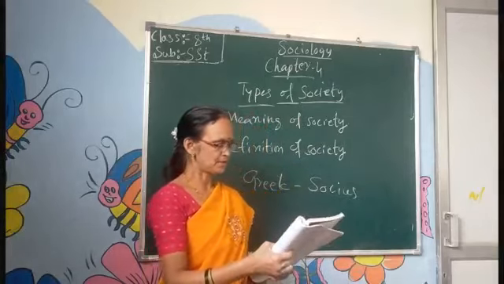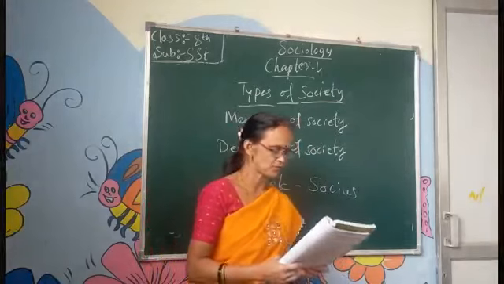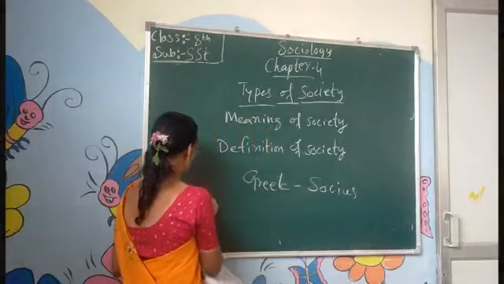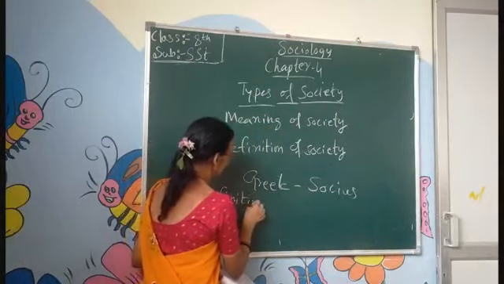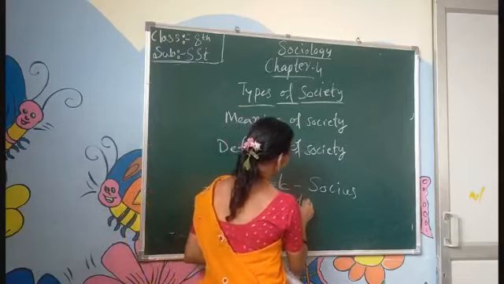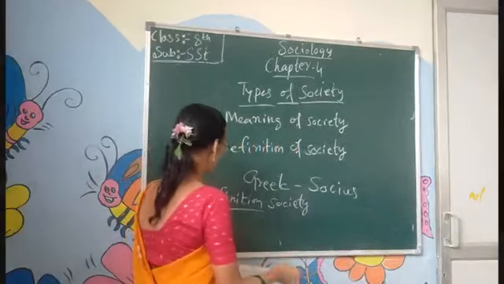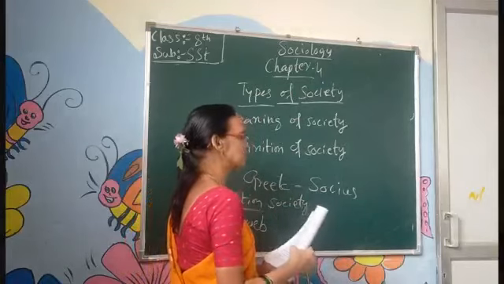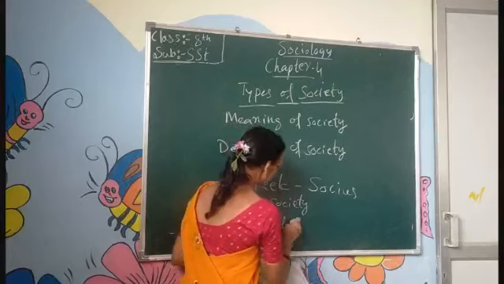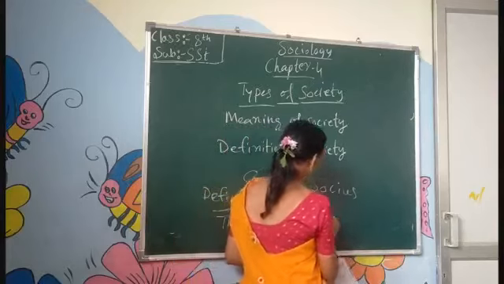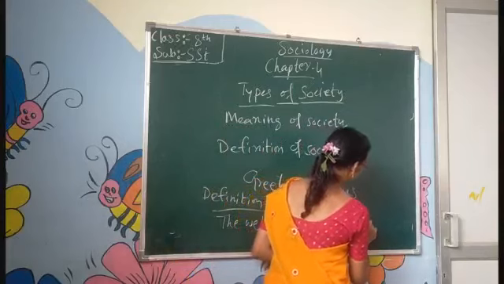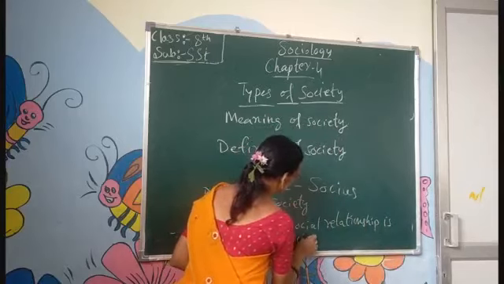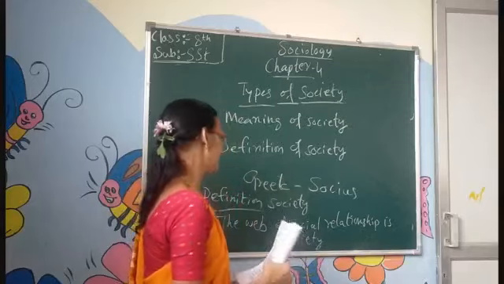Now the definition of society. The definition of society here: the web of social relationship is a society. Very nice definition they have given here. The web, like a spider makes a web, that is the house of a spider, you can say. The web of social relationship is called a society. This is a very good definition.